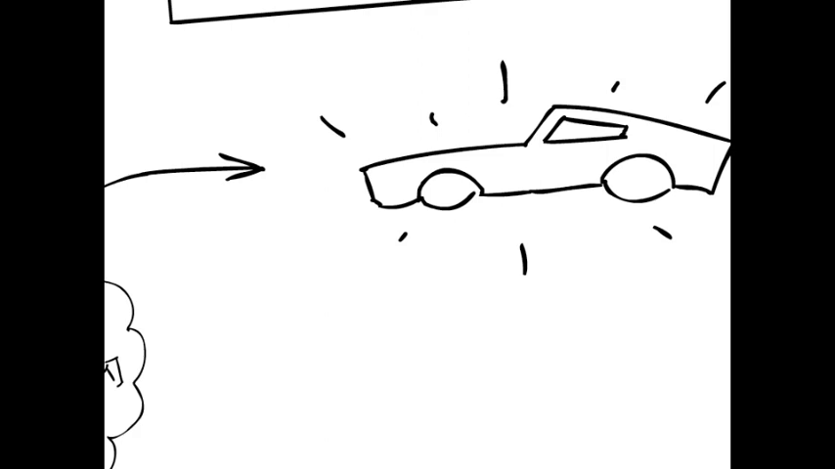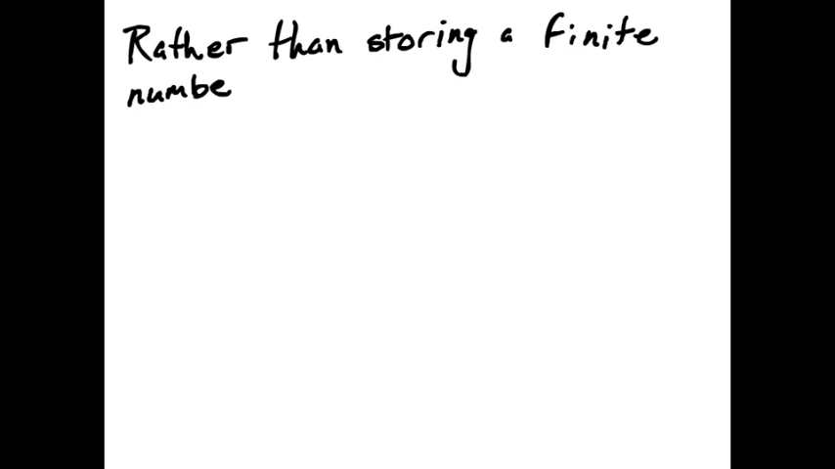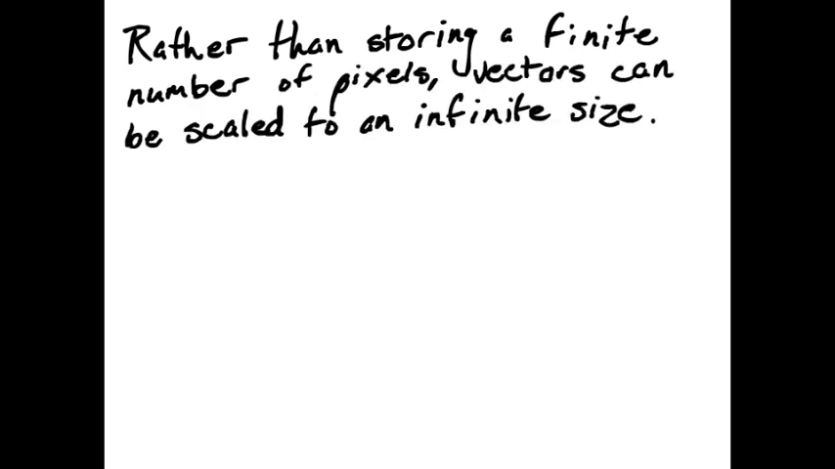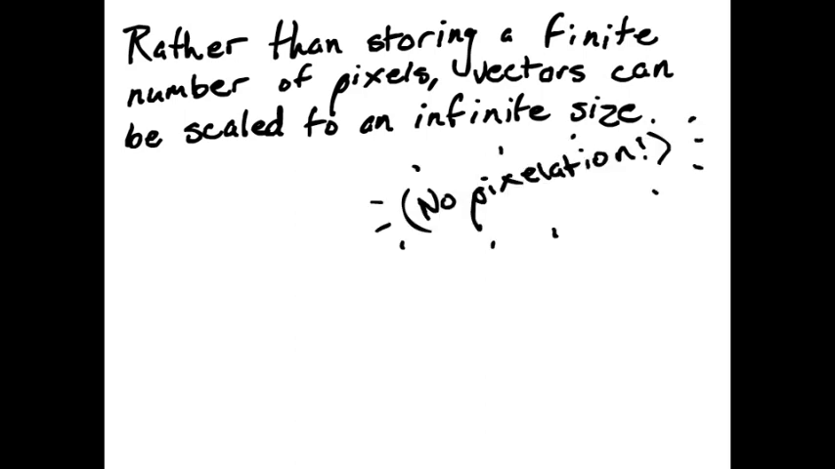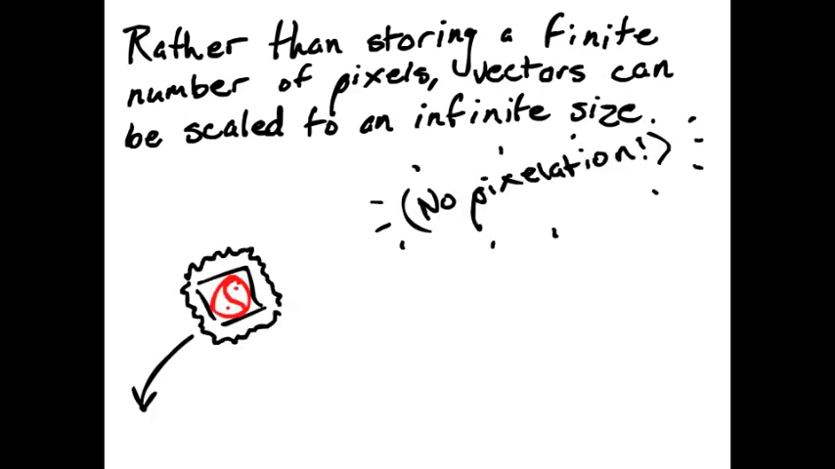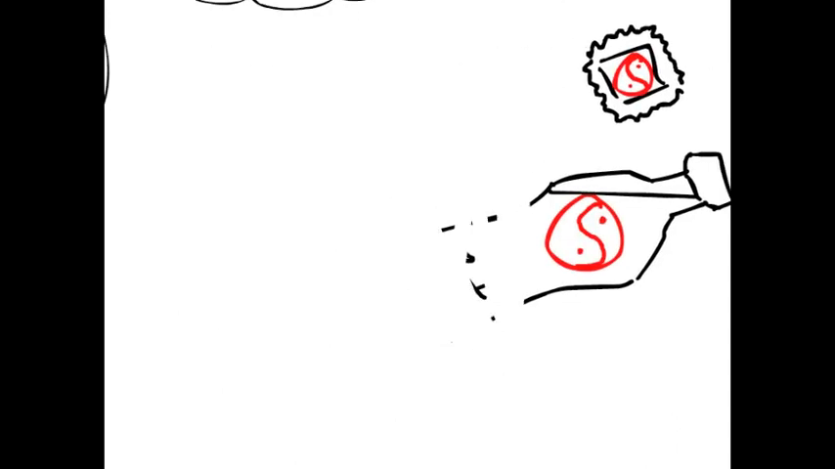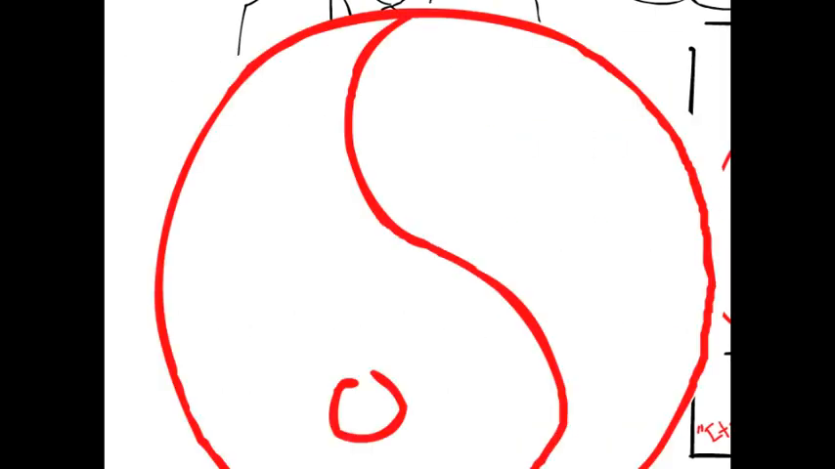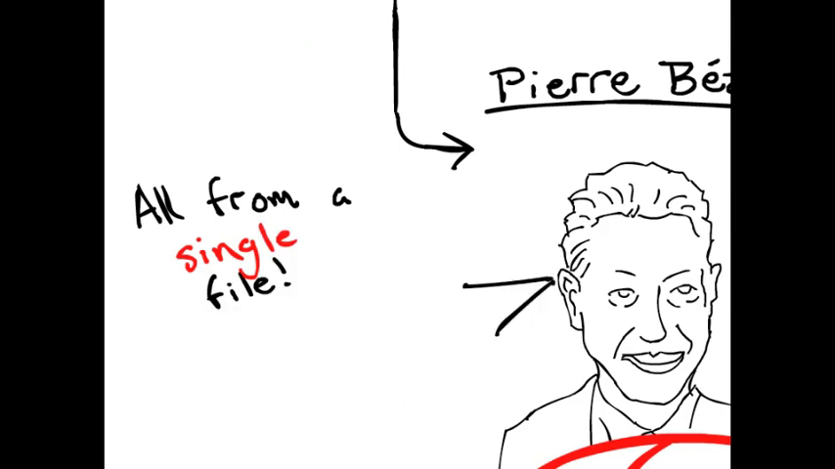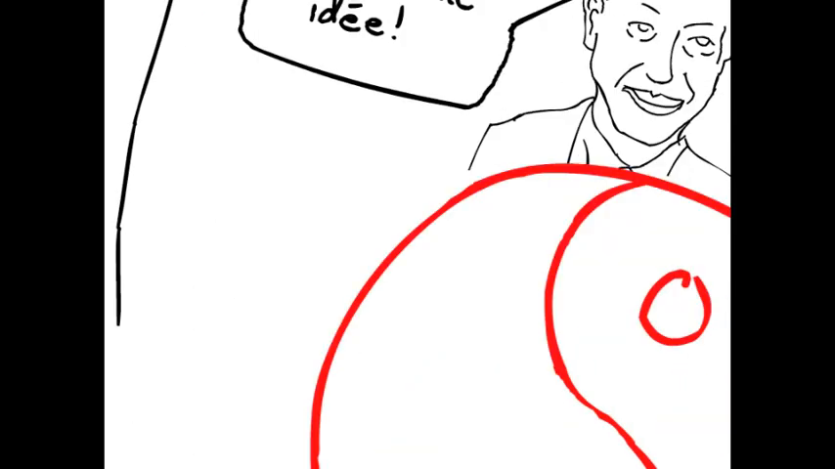Because vectors are processed in this way, they don't store a finite number of pixels and can be scaled to an infinite size with no pixelation. This means they can be used for something as small as, say, a stamp, to a package like a bottle, to a poster, all the way up to a planet-sized billboard, and you can do it all from the same file. So what does all of this actually mean?